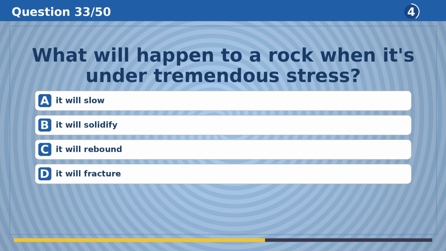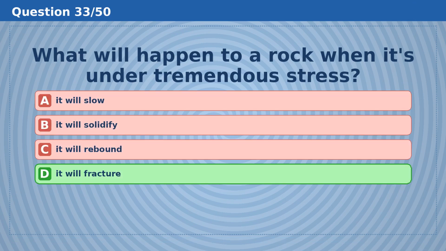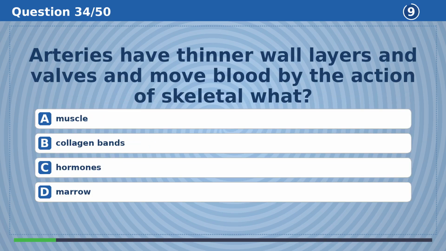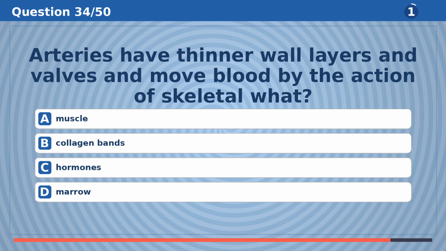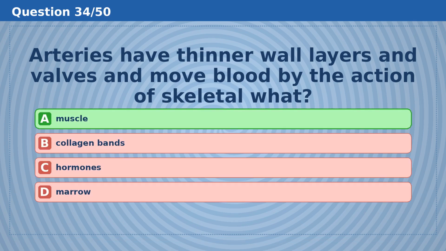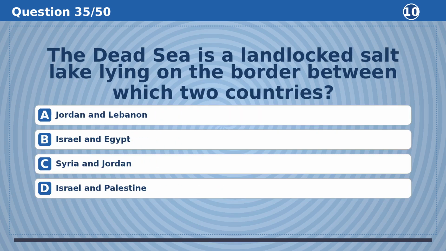What will happen to a rock when it's under tremendous stress? The answer is D. It will fracture. Arteries have thinner wall layers and valves and move blood by the action of skeletal what? The answer is A. Muscle.